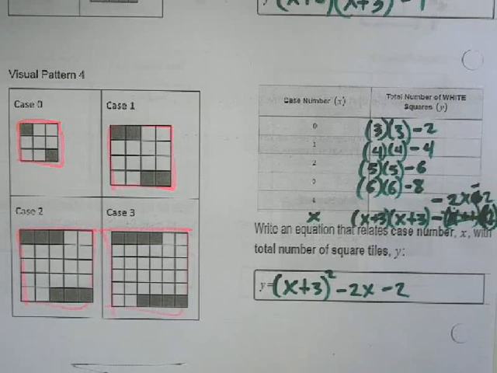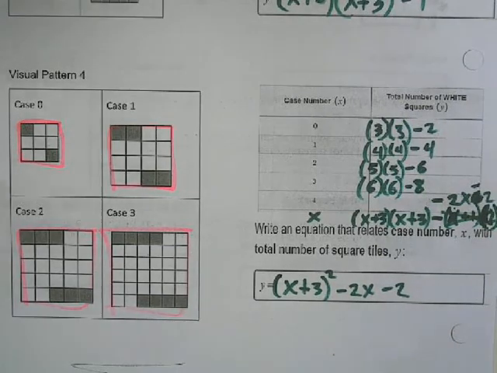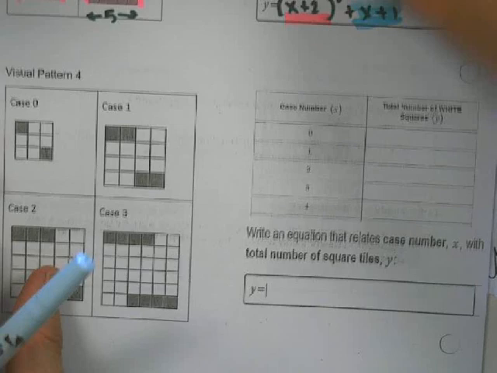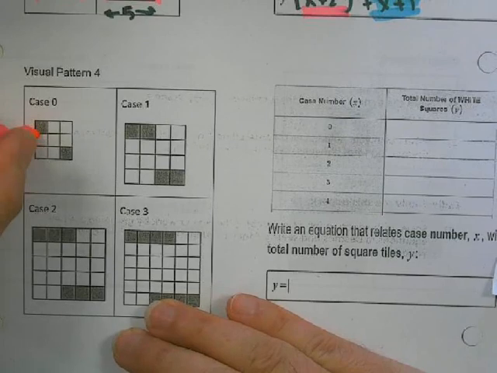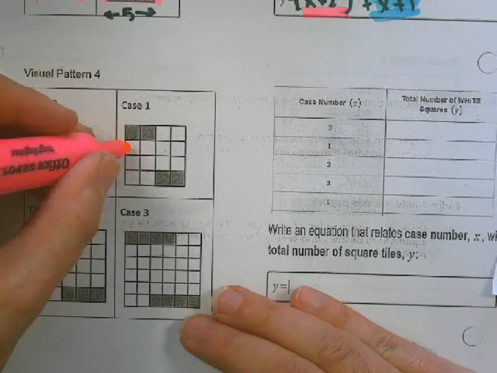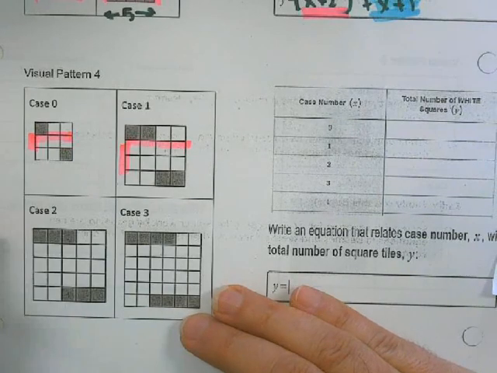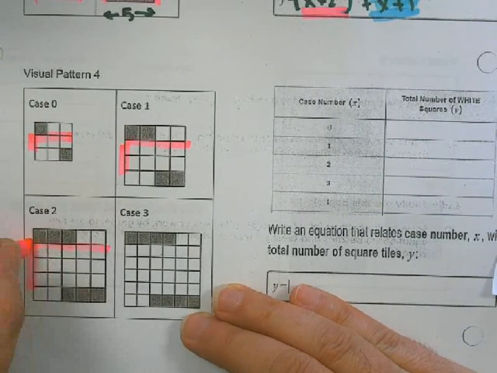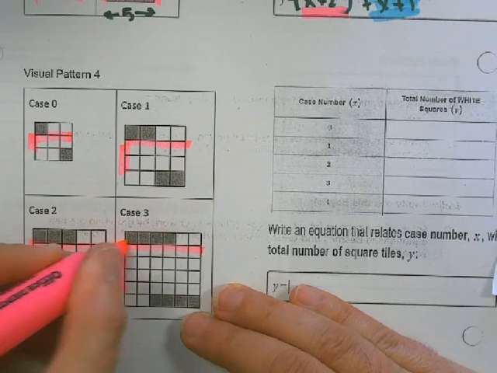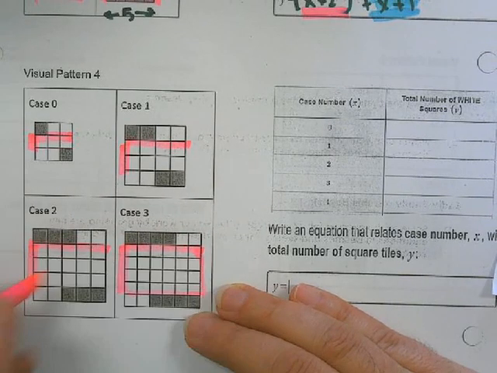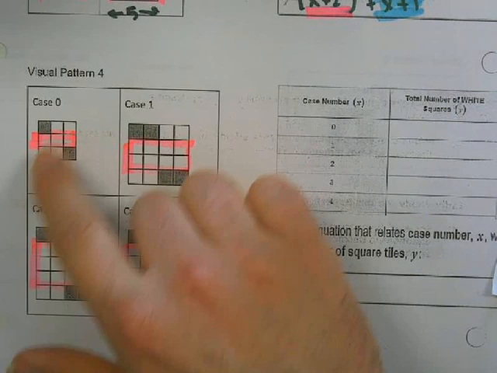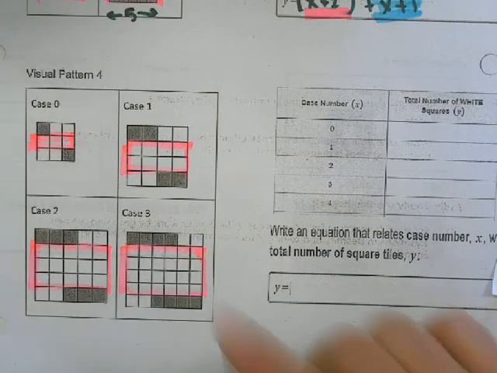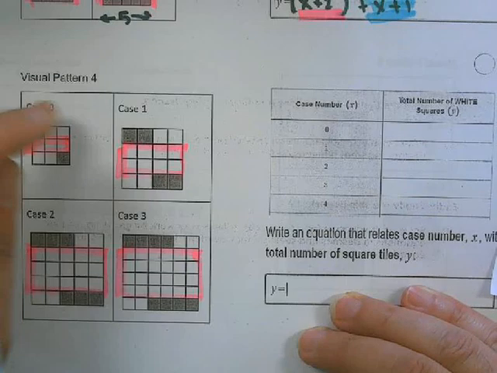Okay, now I think an easier other way to do this is to think of it as, look, I've got this rectangle right here that's 1 times 3. I've got this rectangle here that's 2 times 4. I've got this rectangle here that's 3 times 5. This rectangle here that's 4 times 6. And we're always adding 2 white squares.